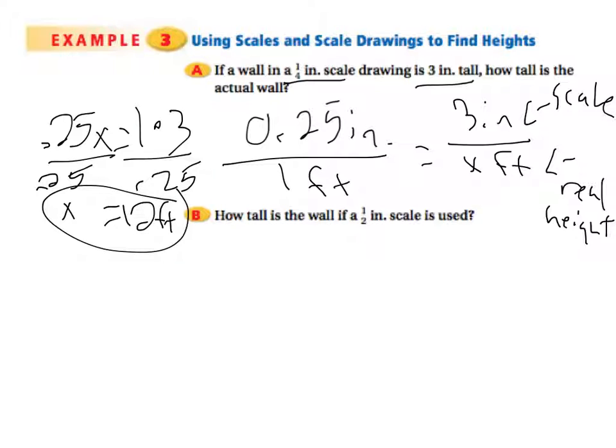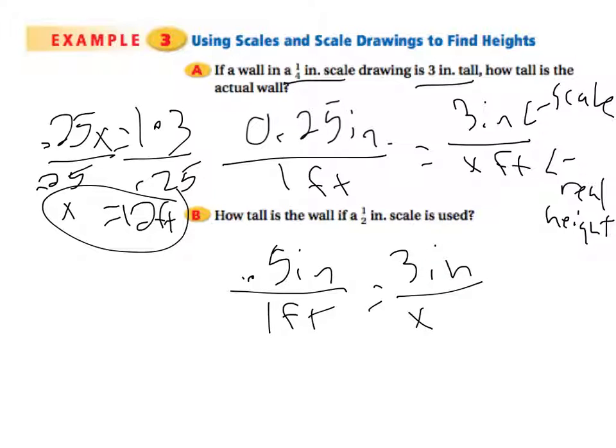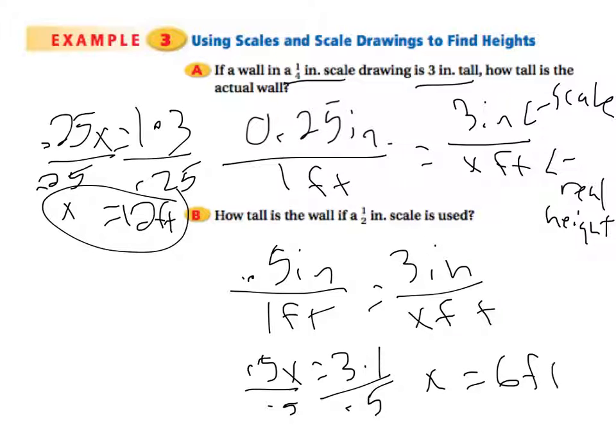Now, how tall is the wall if a 1/2 inch scale is used? So the scale is 1/2 inch, so 0.5 inches over 1 feet. And it's the same thing, 3 inches to X amounts of feet. So now we're going to do 0.5x is equal to 3 times 1. Divide by 0.5, and so x is equal to 6 feet. All right. So for these scales, we have to always make sure, okay, what is our scale? And then what is the actual height? And you have to match those up.